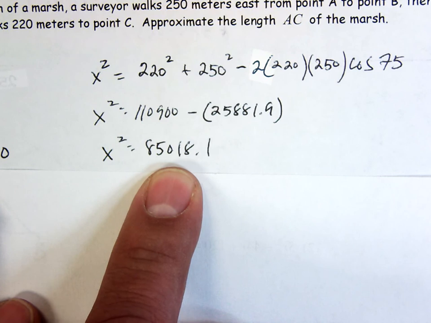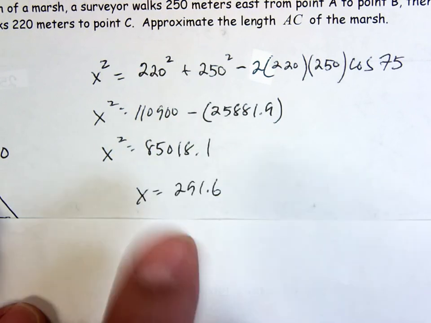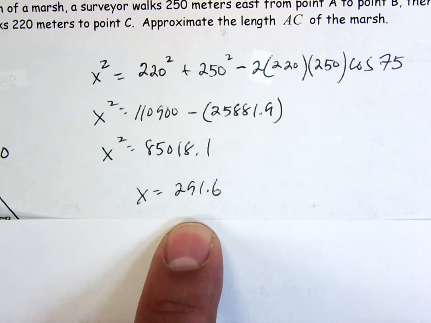And now square root both sides, and I get that x is equal to 291.6 meters. That's all I got for you.